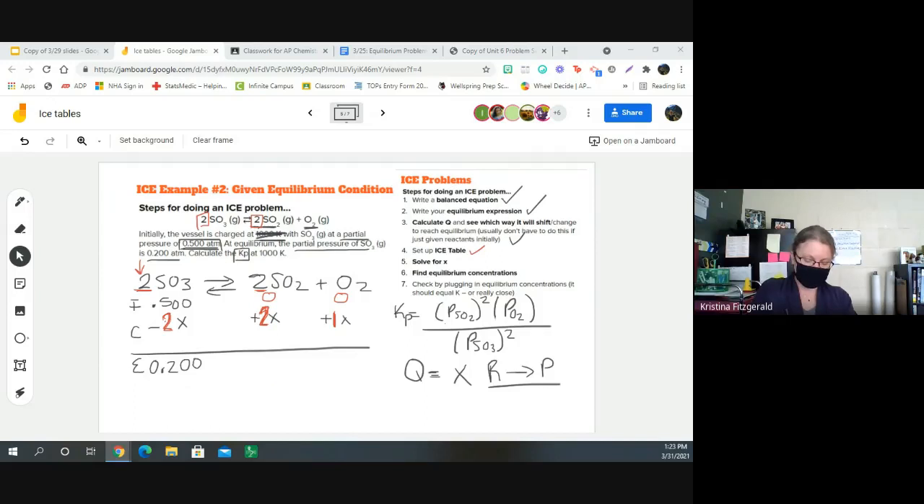So here, if I add these together, this column, I'm going to get 2x. If I add the O2 column together, I'm going to get 1x. And then I've got to plug everything in. I've got to do the algebra part. So we are here now, and I'm going to plug in what I know.